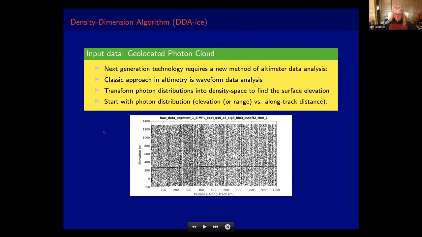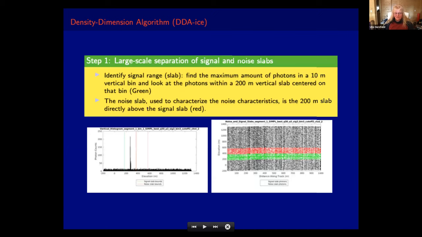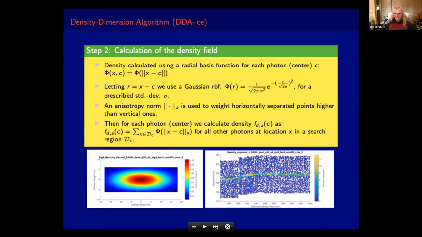Okay, so now what we're doing is we find the signal slab and the noise slab and we throw away the rest, and then we use something like the statistical distribution in the green, which contains the signal, and the background characteristics, which is above it. Then we use something that's called the radial basis function, and that we use to calculate the density field. So what's the radial basis function?